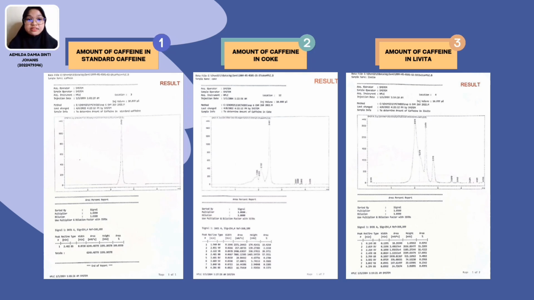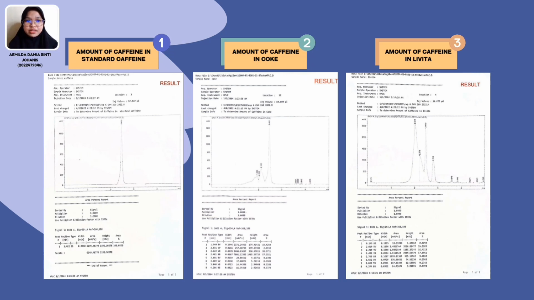Right now, I'm going to present the result of this experiment, which is experiment 6, HPLC. In the HPLC analysis, we observed 3 distinct peaks. The first peak was for the caffeine standard, followed by the peaks for the Coke and Levita samples. These peaks are crucial for identifying and comparing the caffeine content in each drink.